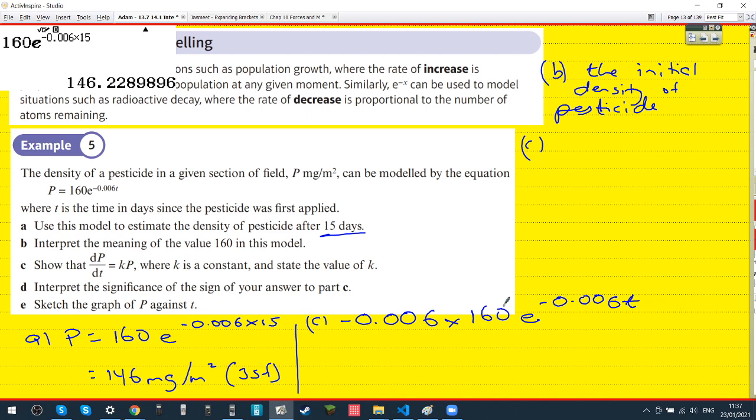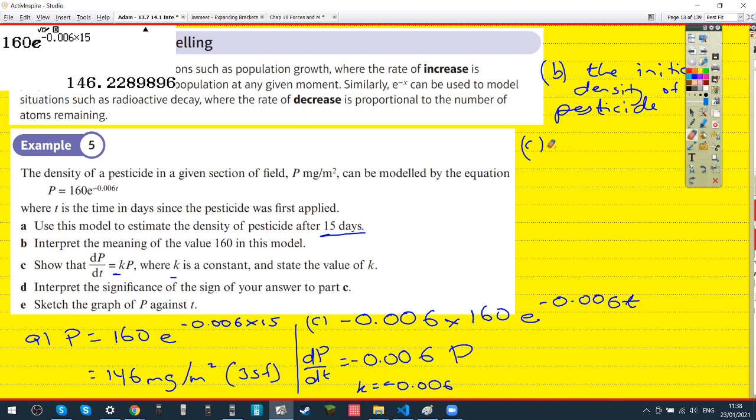What is 160e to the minus 0.006t equal to from the question? It's equal to P. Correct. And so you can replace that with P. And so dP by dt is just minus 0.006P. Okay. And that's that. K is this value there. K is minus 0.006. Yes, this is a special kind of derivative. Okay. D.